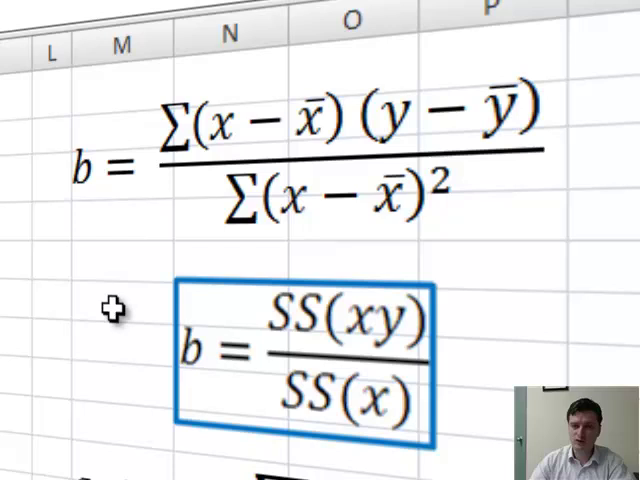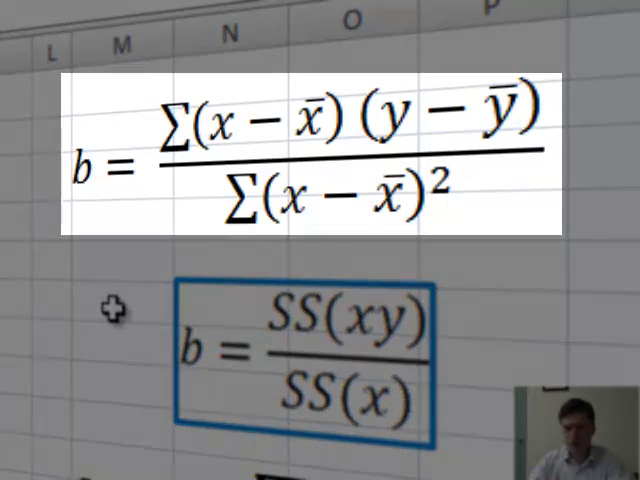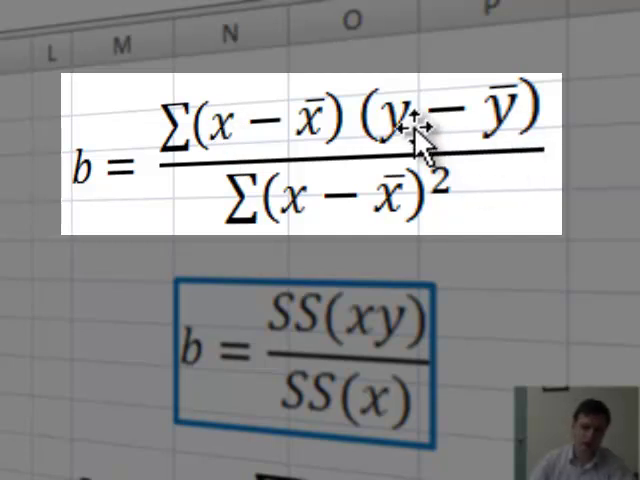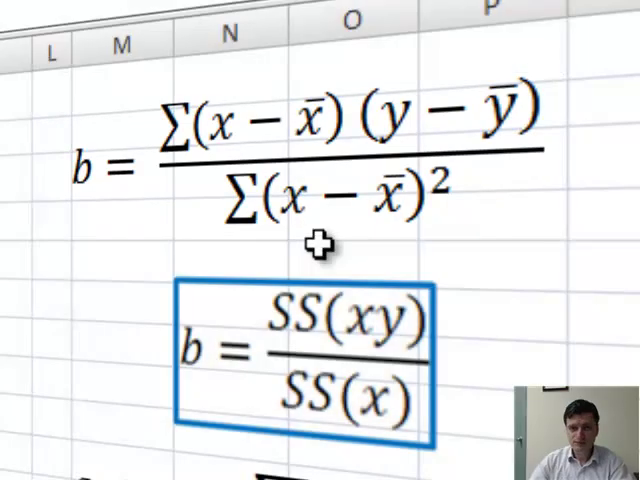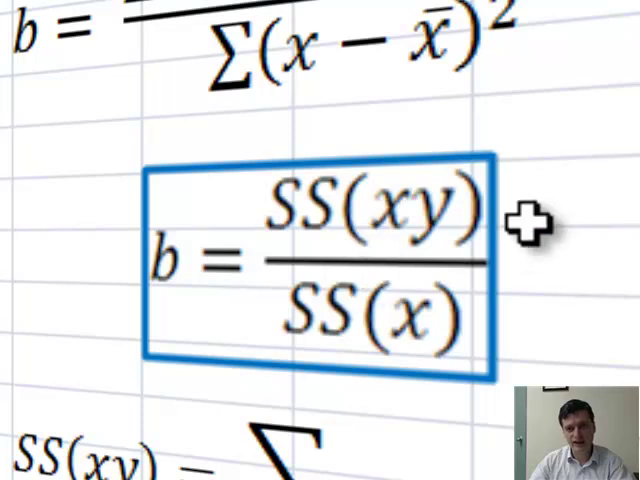That's why I have this formula right over here. It looks like a gigantic and somewhat really difficult formula, but actually it is not. So the B is equal to the sum of all x minus x bar times y minus y bar, where x bar is the mean of all the x's and y bar is the mean of all y's, or the scores, divided by the sum of square deviations of the independent variable x. In other words, this is nothing else but the ratio of the sum of squares of x and y by sum of squares of x, which is this representation here in the formula.